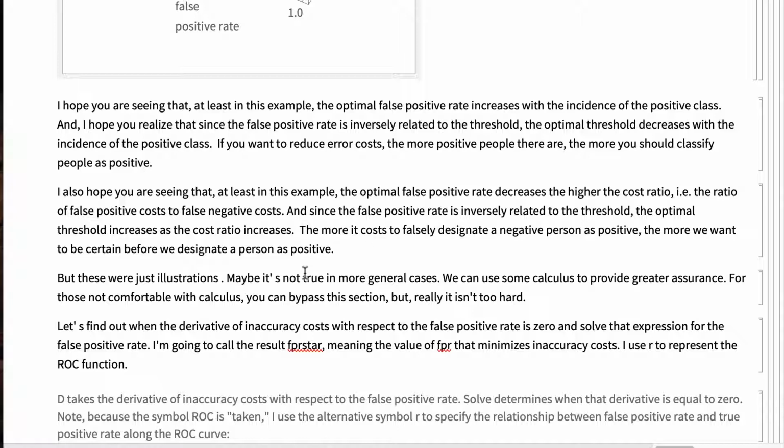Now, these were just illustrations. Maybe what I'm saying isn't true in the more general case. So let's bring in some calculus to get some greater assurance. And for those of you who aren't comfortable with calculus, you could bypass this section, but really, I'm going to make it so that it isn't too hard, or at least that's my goal.